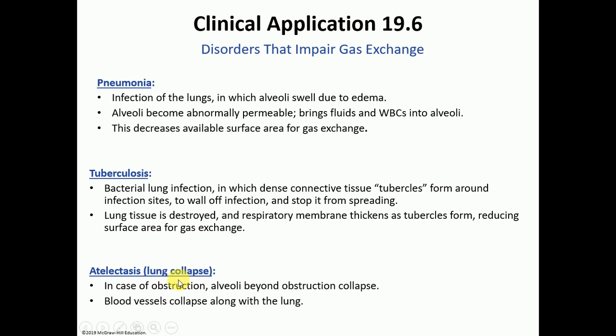Atelectasis, that's a collapse of the lung tissue. In case of obstruction, let's say something has obstructed the bronchi and air is no longer able to get in, now the alveoli are going to collapse. That leads to the collapse of the blood vessels as well, and now we have added to the dead space. No air getting into one part of the lungs, no blood getting there either, so there is no exchange of gas in that area. That is what is known as atelectasis, or lung collapse.